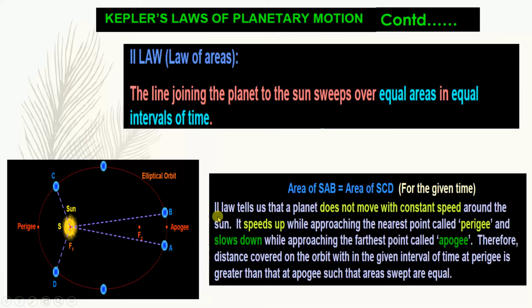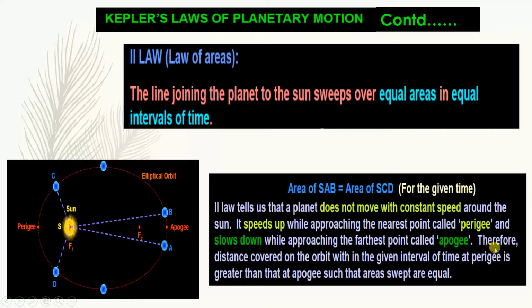That means the second law tells us that the planet does not move with constant speed. It speeds up while approaching the nearest point called perigee. Here it will speed up and cover a larger distance so that the area is equal. And it slows down while approaching the farthest point called apogee. If it is at apogee, then it will be slower because it is already very far from the sun. So the area covered will be very large. So it has to drop its speed so that this area is equal to this perigee area.